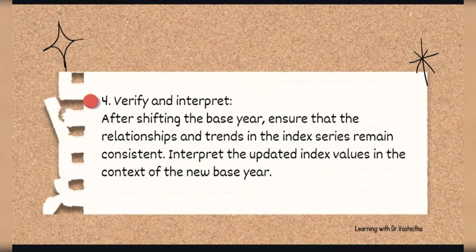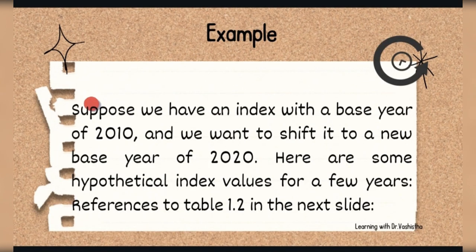Now once this process is done and we have successfully shifted the base year, we have to make sure that the relationship and trends in the index series remain consistent, and we need to interpret the updated index value also in the context of the new base year. We have taken a hypothetical example here where we have shifted the base year from 2010 to 2020. So the old base year was 2010 and now we have shifted to 2020. Let's see how that's done.